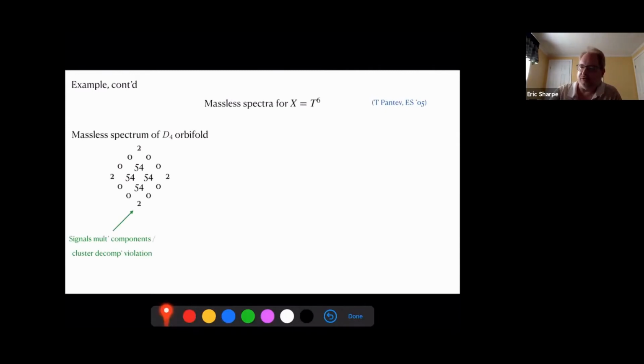It's straightforward, but the first time I saw it years ago was a little bit confusing. Here, computing the massless spectrum, I've taken X to be T6. I've let the Z2 cross Z2 act as pairs of sign flips on two tori inside that six torus. So this is closely related to an old standard example of a toroidal orbifold, a six torus modulo Z2 cross Z2. If I do this for the D4 orbifold, I get this.